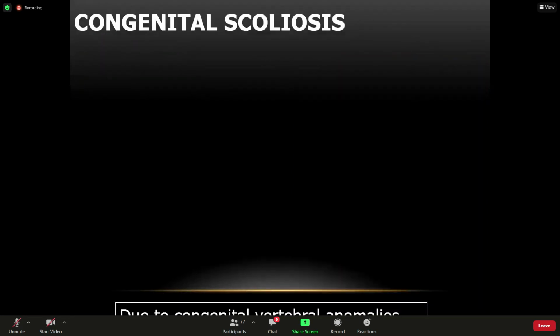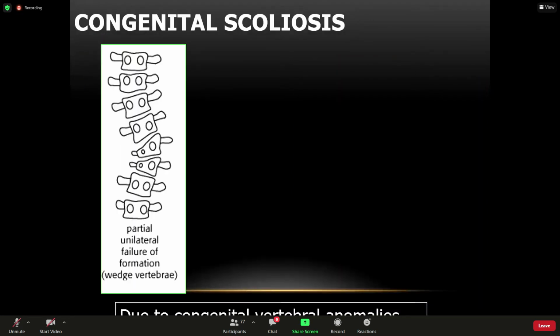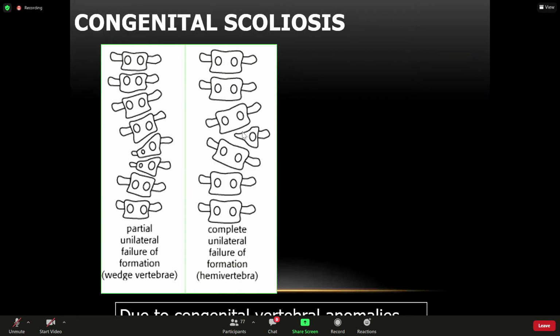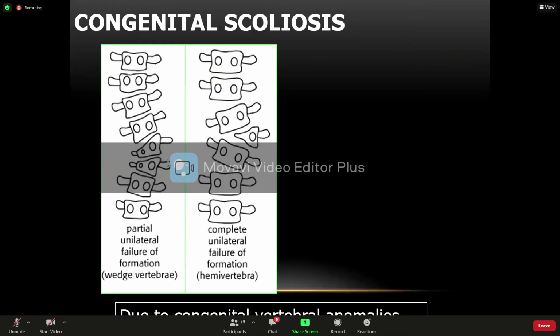Coming to congenital scoliosis, it is due to a congenital anomaly in the vertebrae itself. So the vertebra is not formed properly, or it's not segmented properly. If it is not formed properly, or only part of it is formed, like this hemivertebra here, it's called a hemivertebra. Only one side, only one part of the vertebra is formed. It can result in more growth on this side and less growth on this side, resulting in a congenital scoliosis.